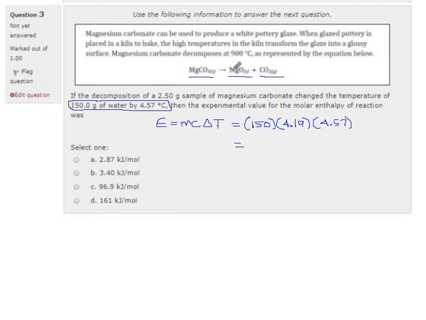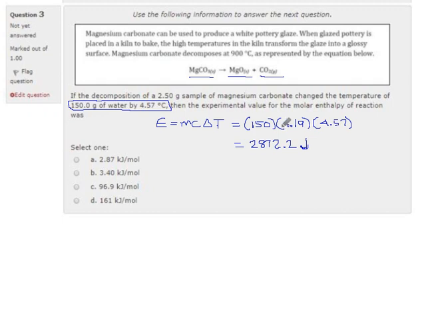So you will now hear me mashing my calculator. 4.19 times 4.57. Okay, what I get from that is 2,872.2. Now, because I did this mass in grams, just grams, this is going to come out in joules. We're not working with kilo units here, so grams and joules.